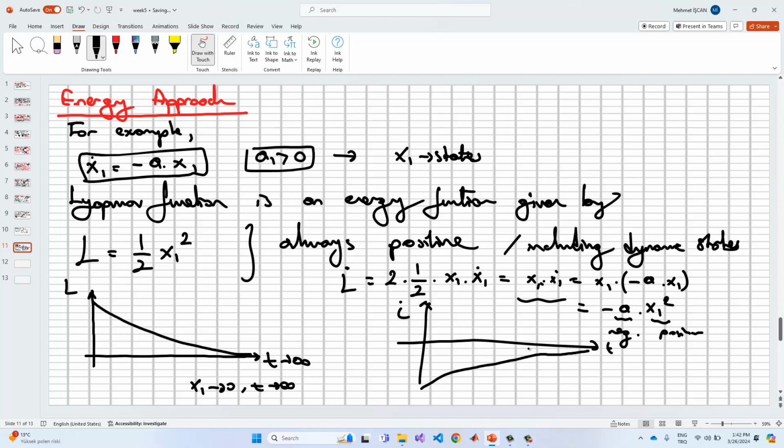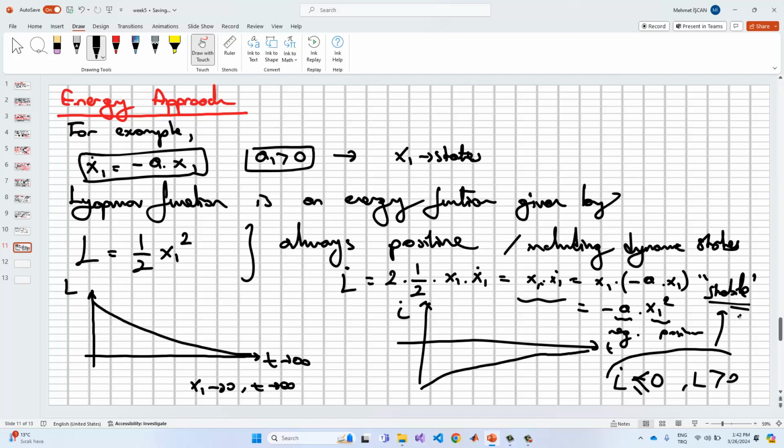And so we can say that if L is always positive and L dot is negative or equal to 0, then the system can be stated as stable. Okay, we can say that, right? Because the proof of this theorem can be accomplished by using this form.